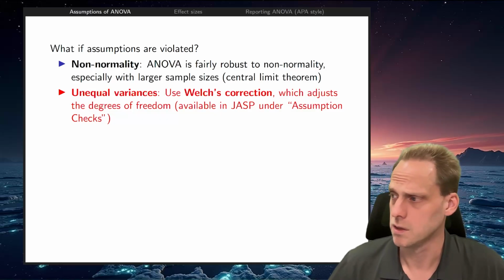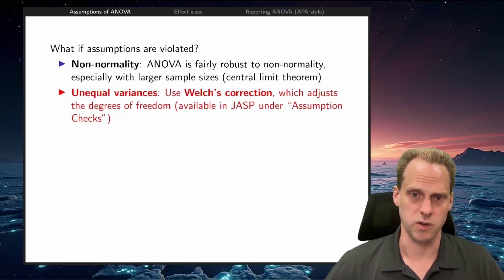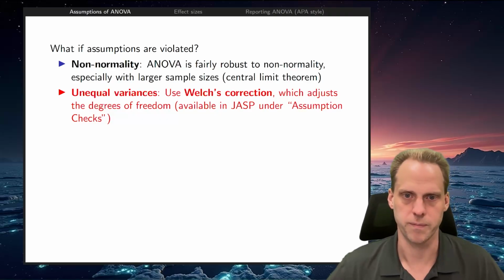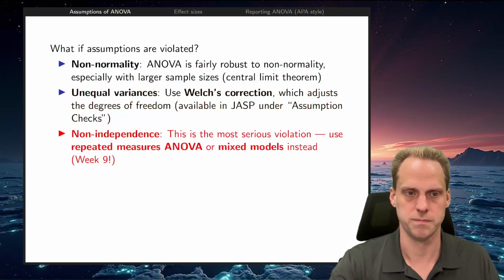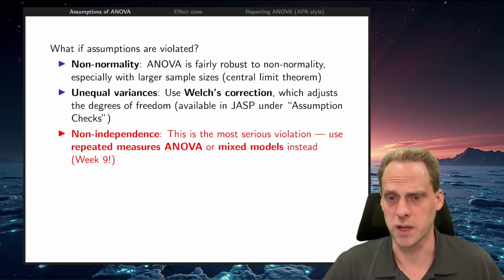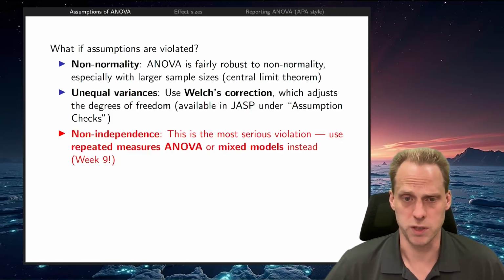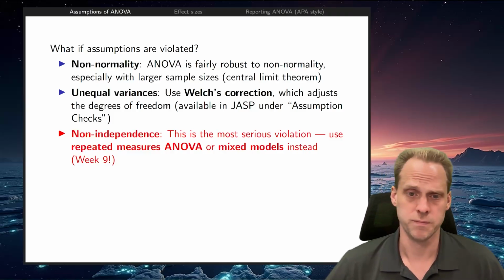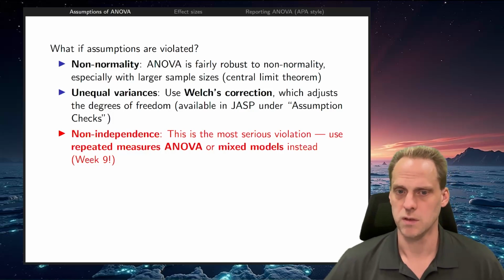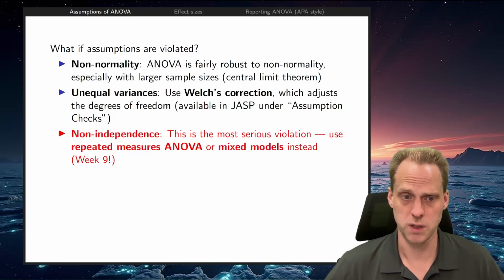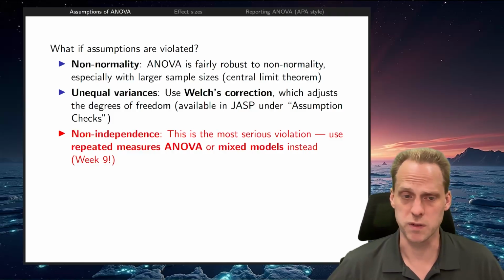Unequal variances, well, that's much harder to handle. There is something we call a Welch correction to the degrees of freedom. It's available, but it only works for one-way ANOVA. It doesn't work for factorial ANOVA. So that's a bit of a problem. Non-independence, well, that's the most serious violation. Then you actually shouldn't be using factorial ANOVA, especially if it's repeated measures. For that you have something else, repeated measures ANOVA or mixed models that we can use. And I'll talk more about that in next week's video series.